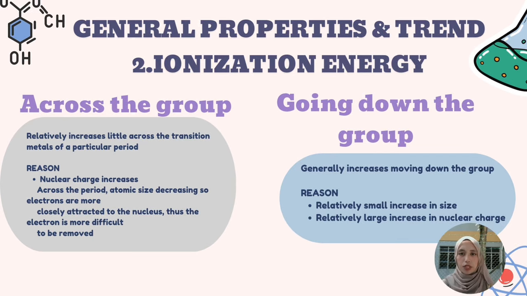This reflects the gradual increase in effective nuclear charge across the period, which makes the valence electrons more difficult to remove. Going down the group, ionization energy generally increases slightly, which is unusual compared to main group elements. This trend is caused by two main factors.